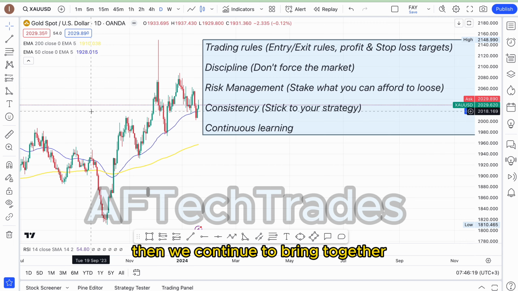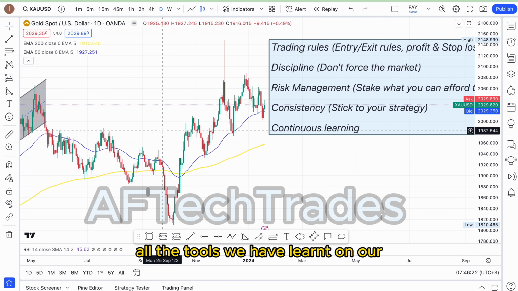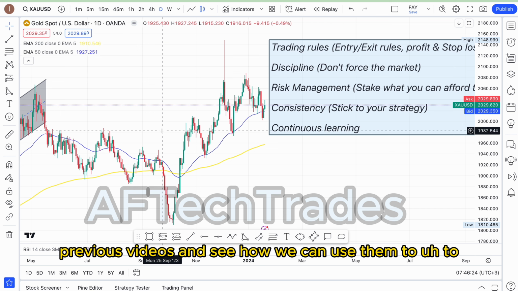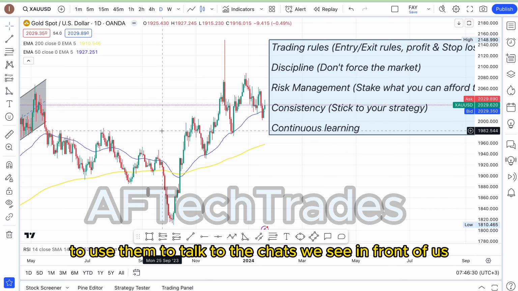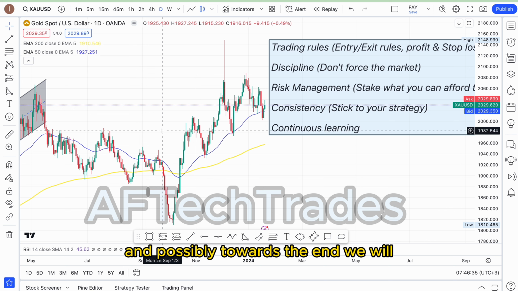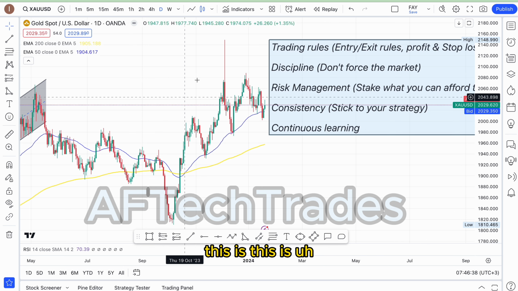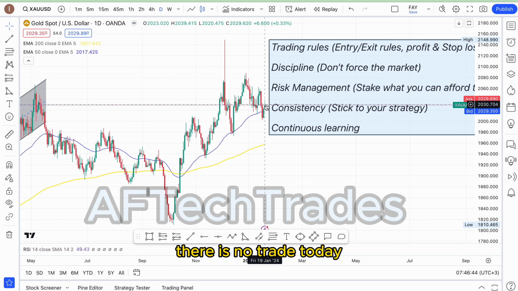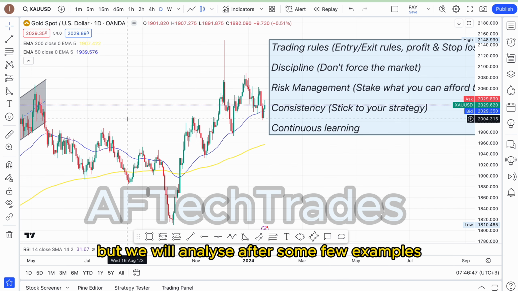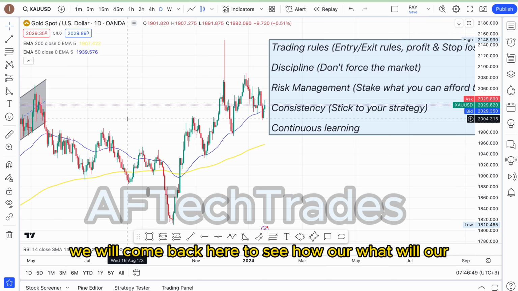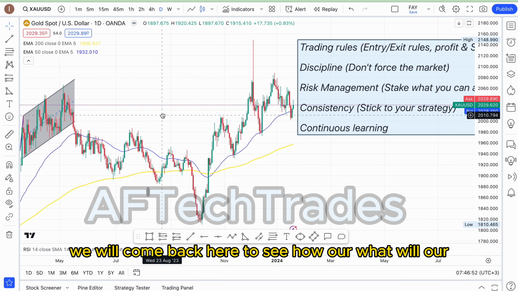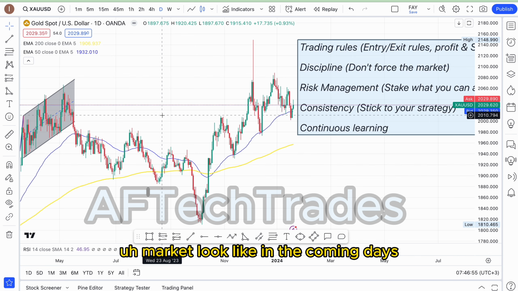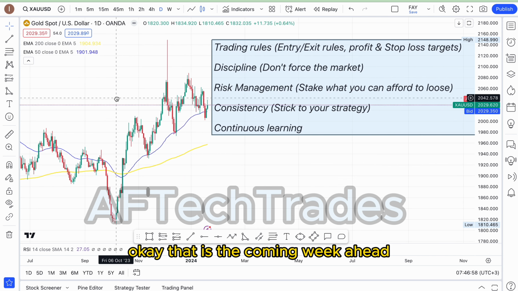When I come back, we continue to bring together all the tools we have learned in our previous videos and see how we can use them to talk to the charts we see in front of us. And possibly towards the end, we will do a review. This is the XAU USD daily live chart. This is a live chart. There is no trade today. That is where we are currently, but we will analyze after some few examples. We will come back here to see what our market will look like in the coming days, that is the coming week ahead.